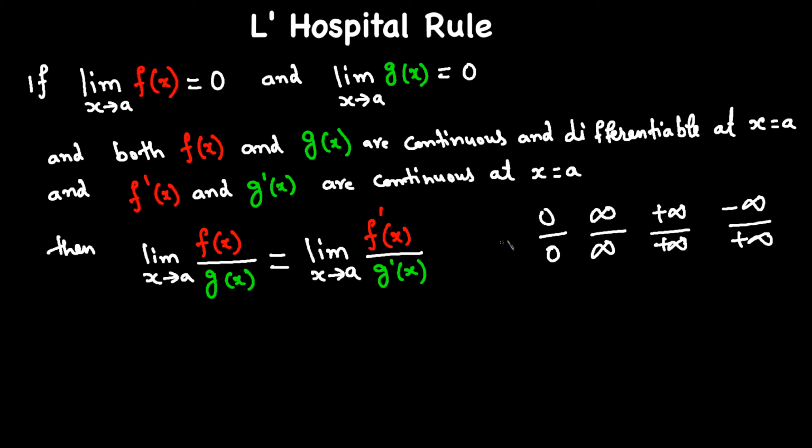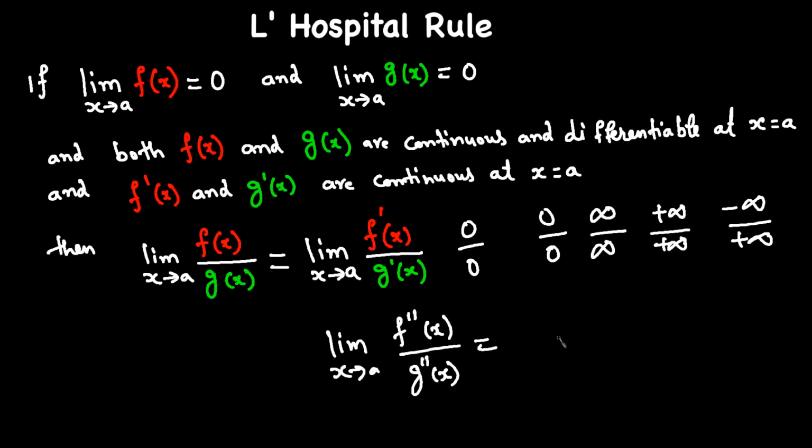And we can keep going and keep finding the derivative. If you get 0 over 0 and you find the derivatives and still get 0 over 0 or infinity over infinity form, then we find the second derivative. We keep going to the limit as x approaches a of f double dash x over g double dash x, until we can find the limit. Okay, so let's solve some examples, then you will see how it works.